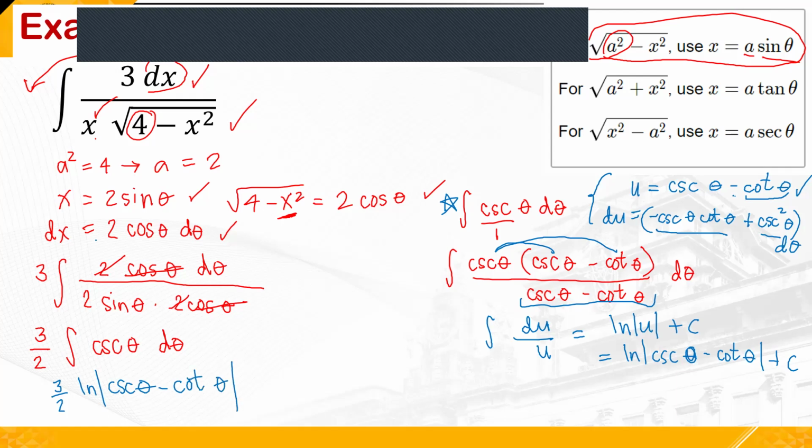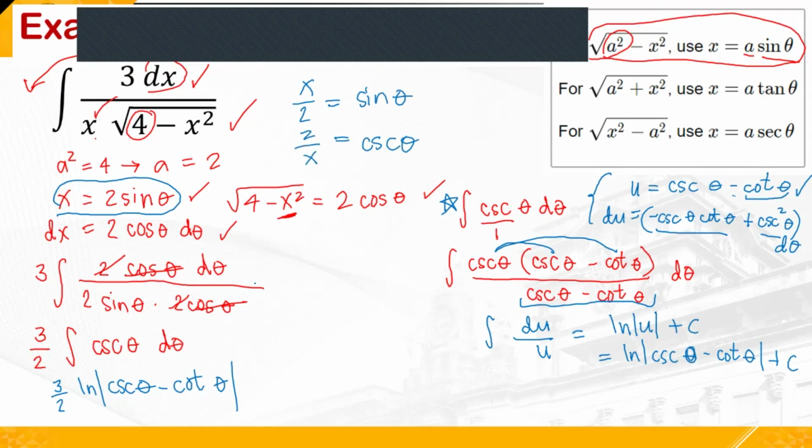Ano itong cosecant natin, di ba? It's the reciprocal of sine. So we know here that x over 2 is sine theta. Alam natin, x over 2 is sine theta. So yung reciprocal ng sine is cosecant, which is now 2 over x. Okay, tapos yung cotangent, alam naman natin, this is cosine over sine. So pwede natin sabihin 2 cosine theta over 2 sine theta. This will be equal to our cotangent theta.